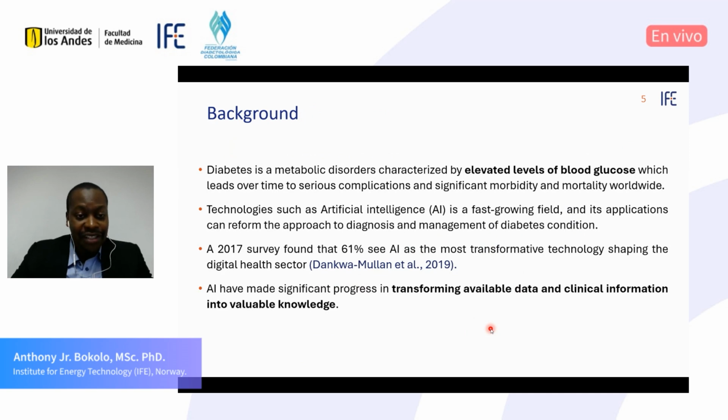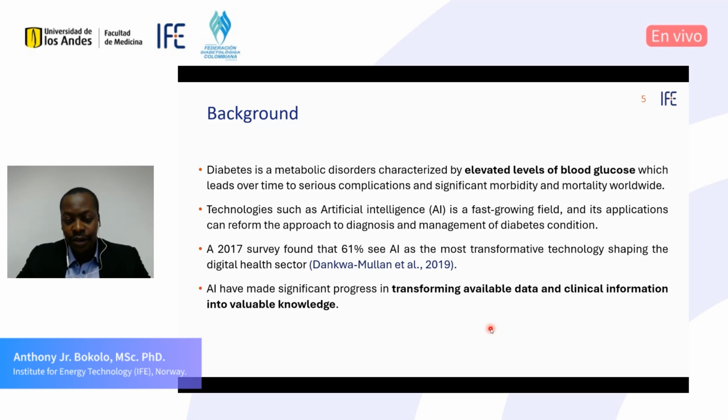So what is actually diabetes? Diabetes is a metabolic disorder characterized by elevated levels of blood glucose, which over time, if not well addressed, can lead to complications and issues such as significant morbidity and mortality for patients. Mortality is death, and morbidity is people living with this disease. So there is a need to explore how digital technologies such as AI can be used as a facilitator to manage type 2 diabetes.